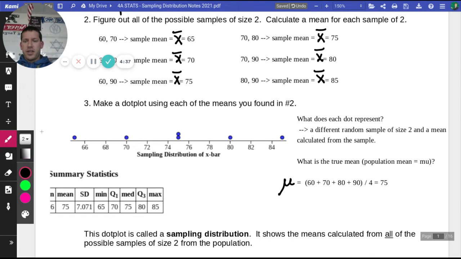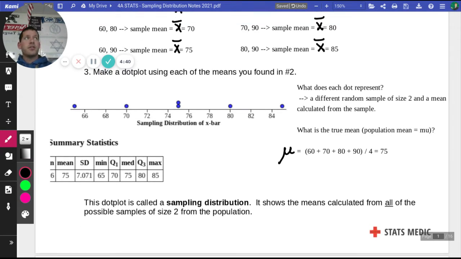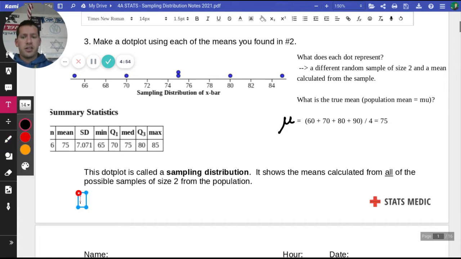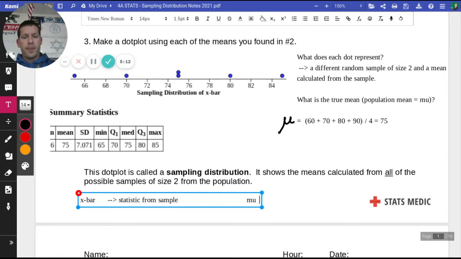So what we just did here, as you can see in the label of our dot plot, is called a sampling distribution. It shows the means calculated from all of the possible samples of size 2 from a population. So a couple quick things: X bar, which I'll rewrite there in a second, is a statistic, and that comes from a sample. Whereas mu, I'll write down what a mu looks like there again, is a parameter, and that comes from a population.